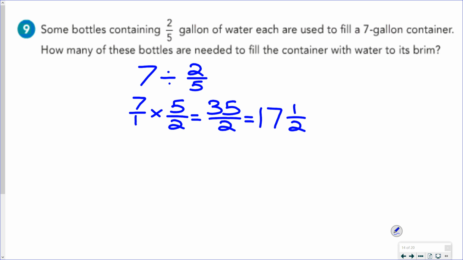Well, we are talking about bottles, so we cannot have half a bottle. In this situation, we would need to round up to 18 bottles. We're not going to make it 17 because 17 is not going to fill to the brim. You would still need half a bottle to get to the brim, and so that's why we would need to go to that 18th bottle.